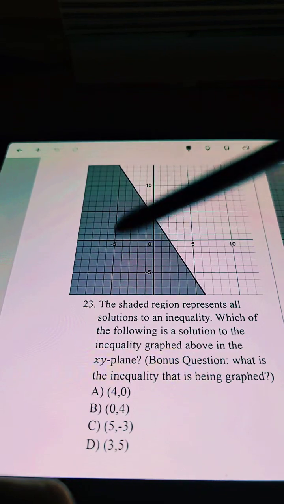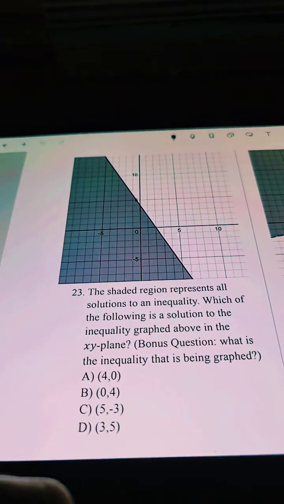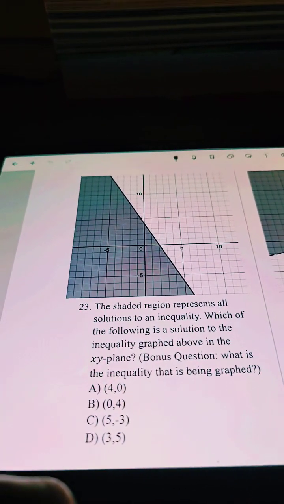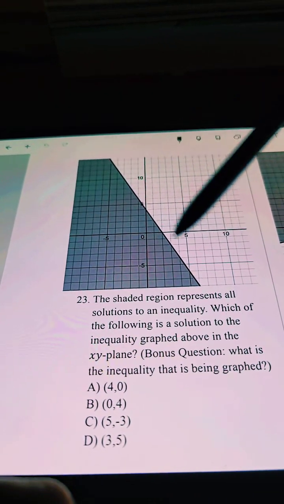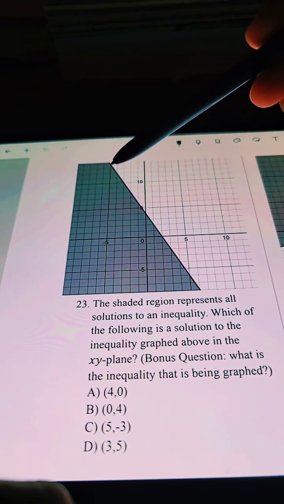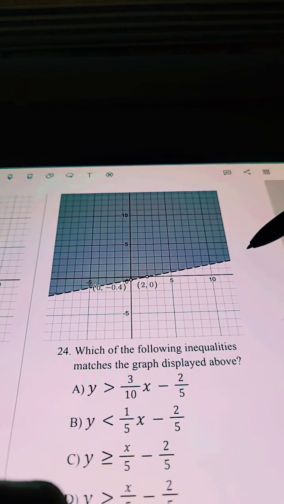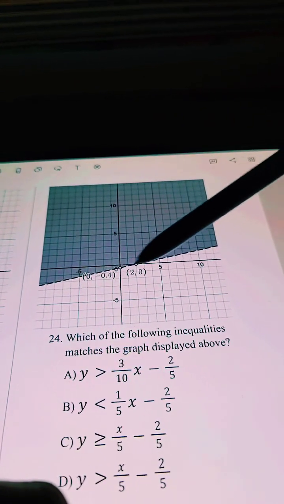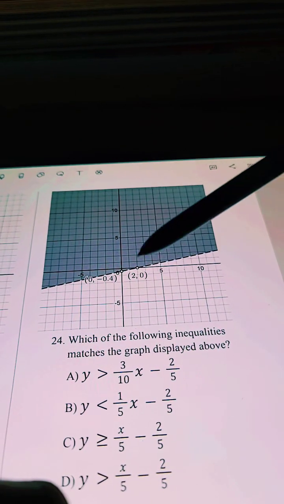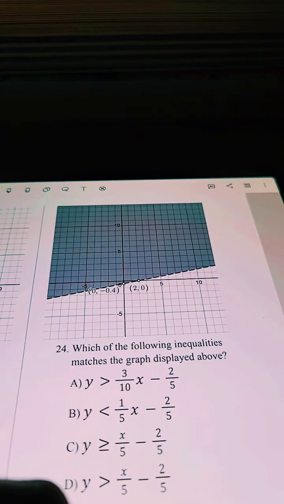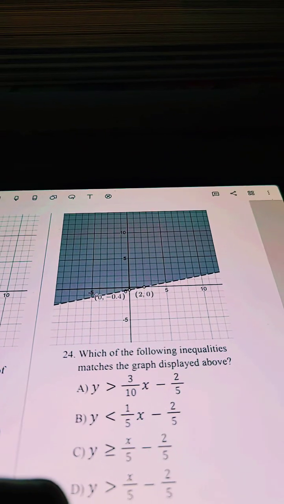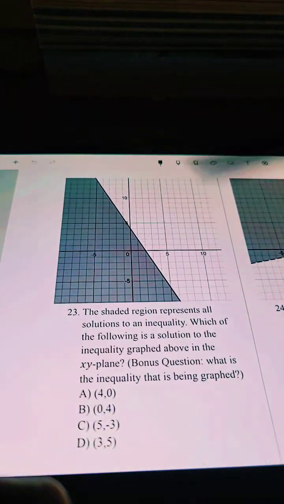So like all this gray area is basically like all of these points work. And also like the points on this line. If you have a solid line, then the solutions also include that line. If you have something like this where it's a dotted line, then the points on the dotted line don't count as solutions, because it's like all the shaded part except it gets cut off at this dotted line. But if it's solid, it can include the points on that line.